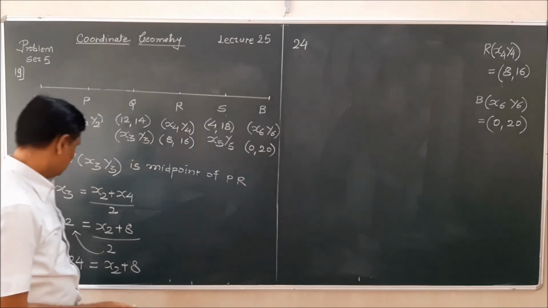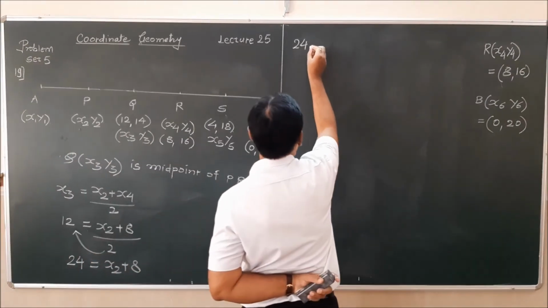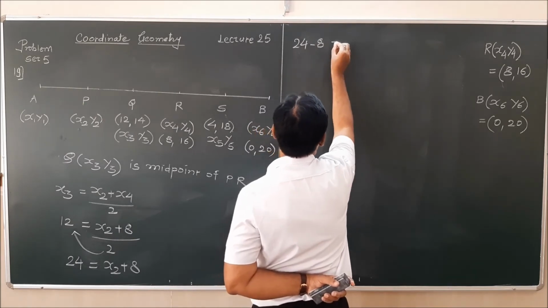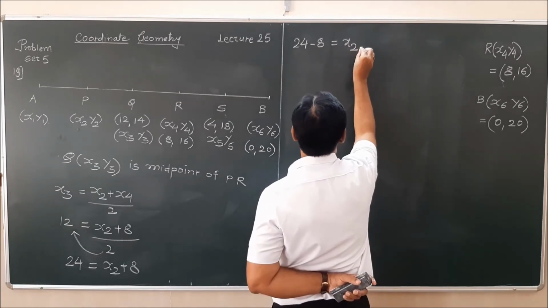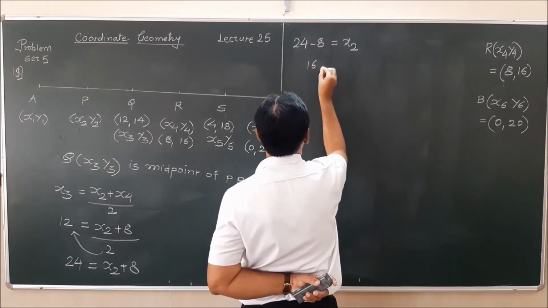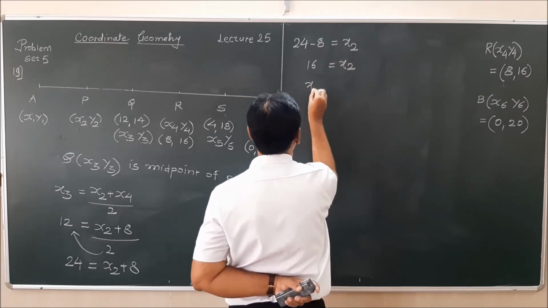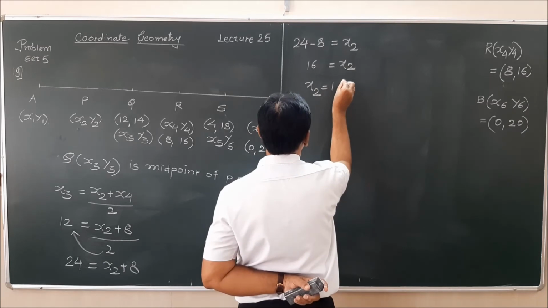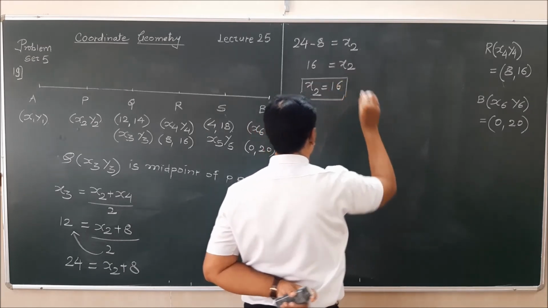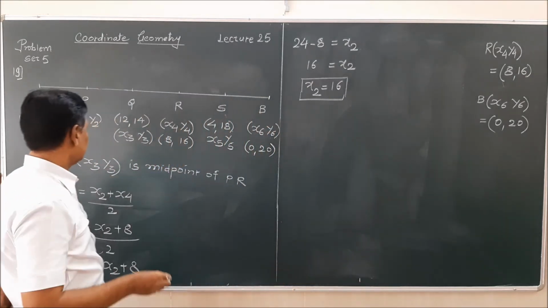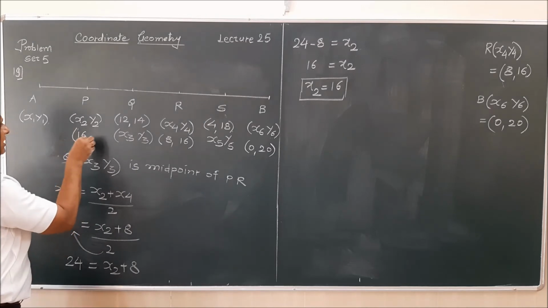Therefore, we will get 24 minus 8 is equal to x2, that is 16 is equal to x2, or you can say x2 is equal to 16. Now I am going to find out y2.